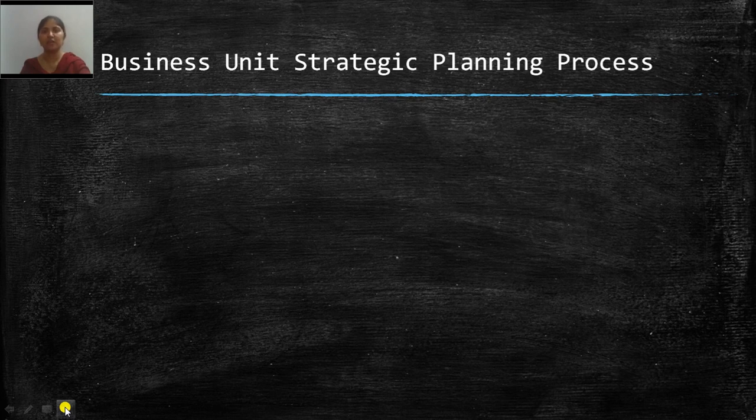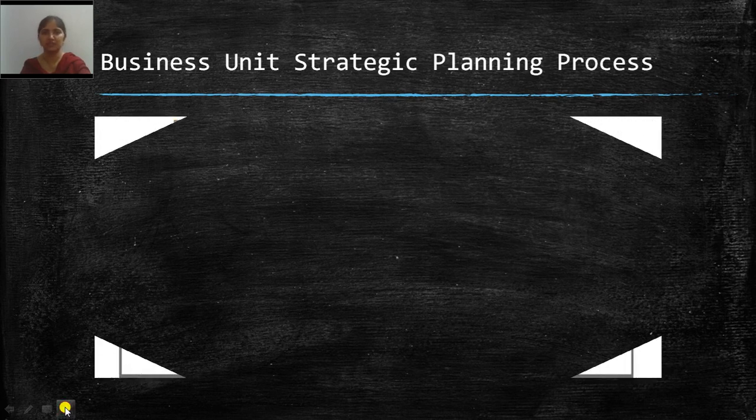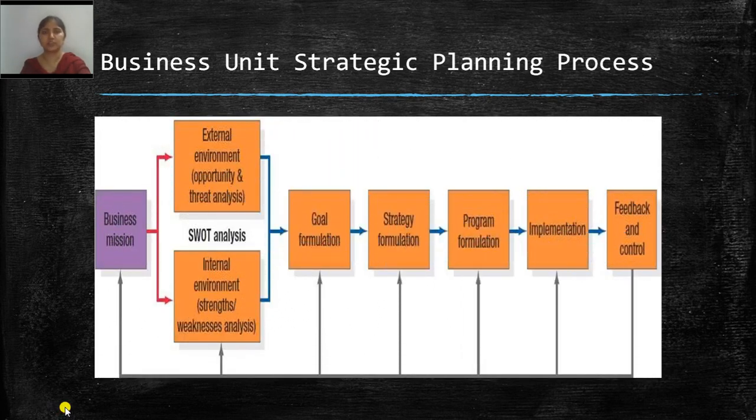Well, under the umbrella of corporate and division level strategic planning, each business unit plans for itself. It follows a process which starts from mission statement, analyzing the environment, which is SWOT analysis, internal and external analysis. Then comes the goal formulation, strategy formulation, program formulation, implementation, then comes the control part. Each business unit must have a separate mission which should be associated with the corporate level mission. There has to be some sync. It should be specific and memorable.